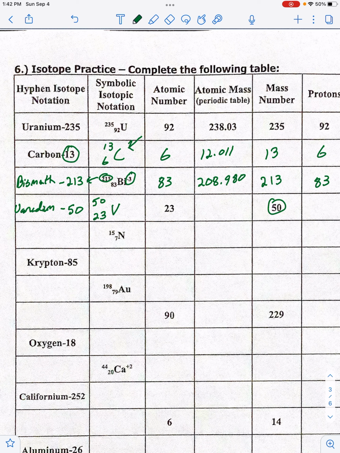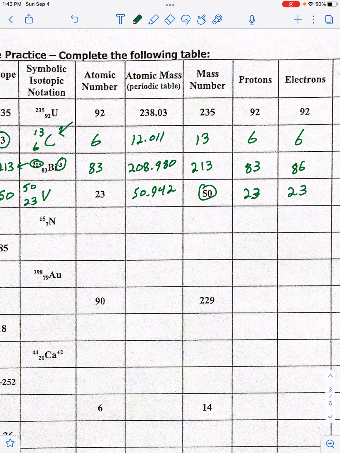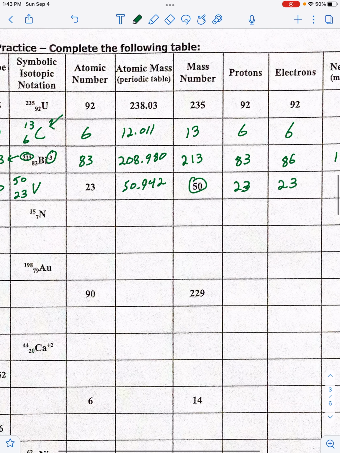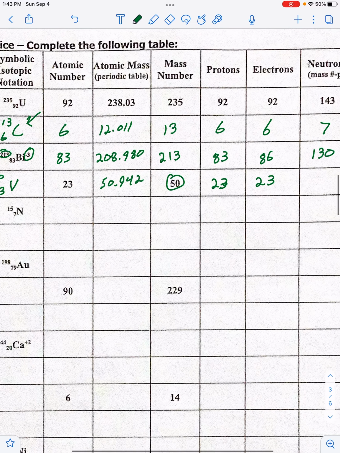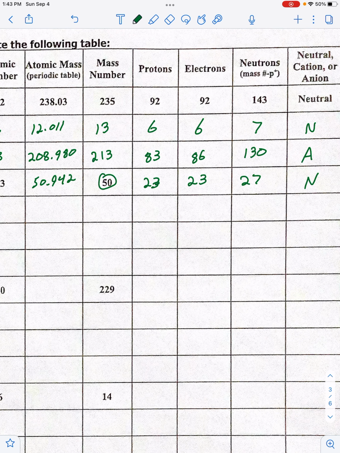Now, my atomic mass for vanadium is 50.942. Okay, my mass number is already given. My protons is going to be my bottom number, which is 23. Do I see a charge anywhere on the vanadium? No, I do not. So my electrons are just going to be exactly the same. Okay, because remember, if there's no charge, that means you're perfectly neutral. You have the same amount of positives as negatives. So 23 protons, 23 negatives. They cancel each other out, so therefore you're neutral. Now my neutrons, I'm going to take that top number minus my bottom number. So 50 minus 23 is going to give me 27 neutrons. And I don't see a charge, so this will be neutral.